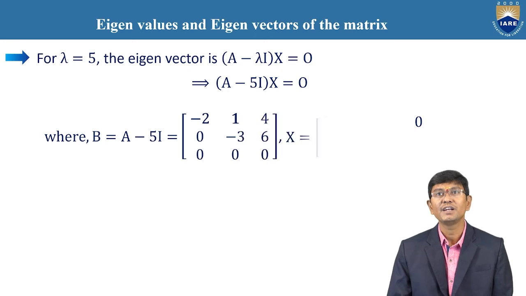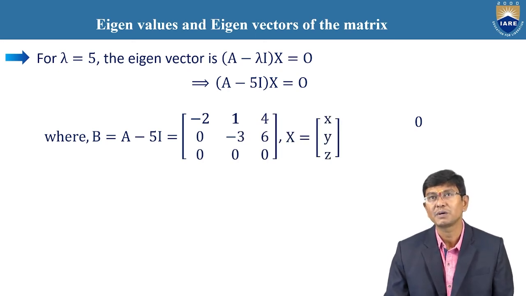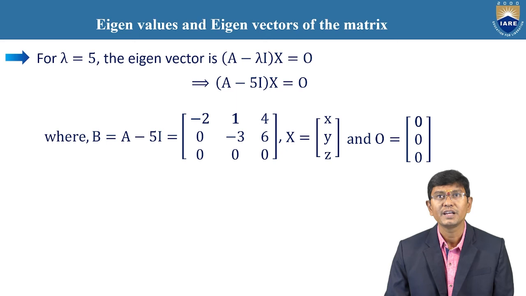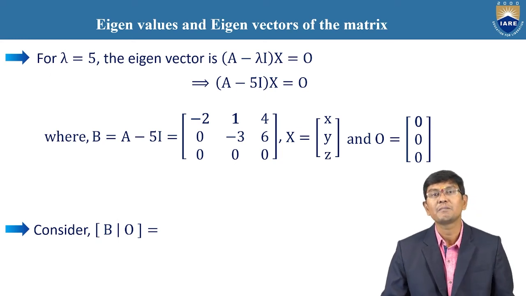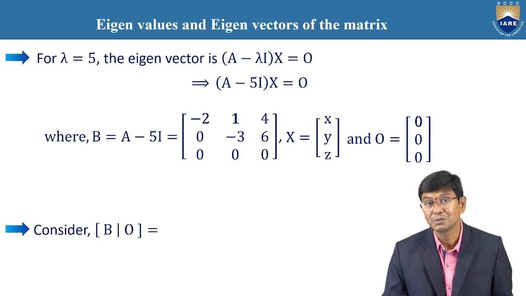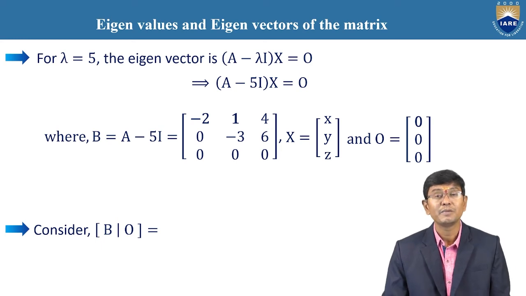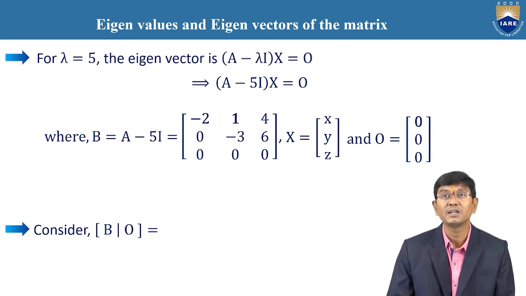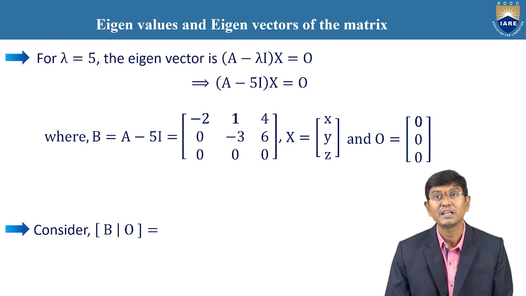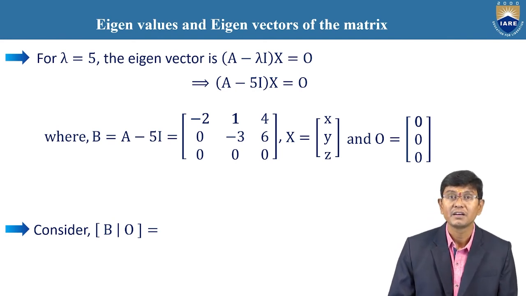Similarly, now we need to find the eigenvector corresponding to lambda equal to 5. Here also, the corresponding eigenvectors satisfy (A minus lambda I) x is equal to 0. Therefore, (A minus 5I) x is equal to 0. If we consider B equal to A minus 5I, using the given matrix, the matrix is reduced to minus 2, 1, 4, 0, minus 3, 6, 0, 0, 0. Here x is a non-zero eigenvector x, y, z, and 0 is equal to 0, 0, 0.